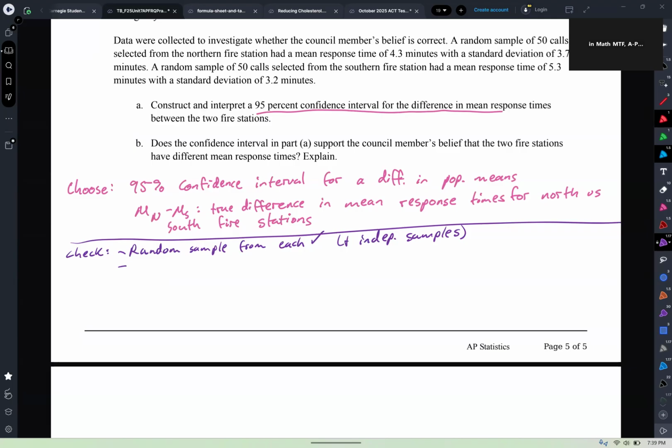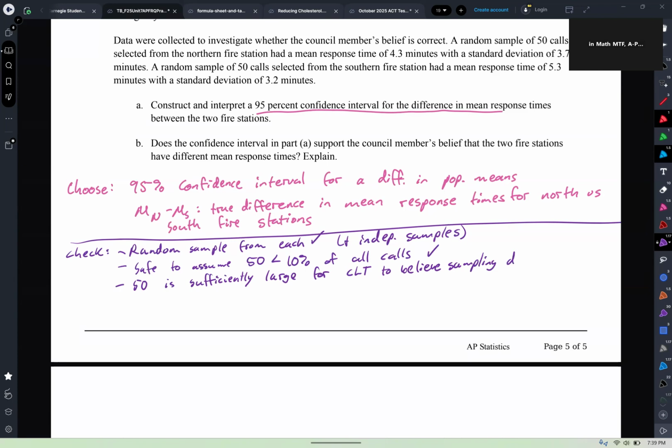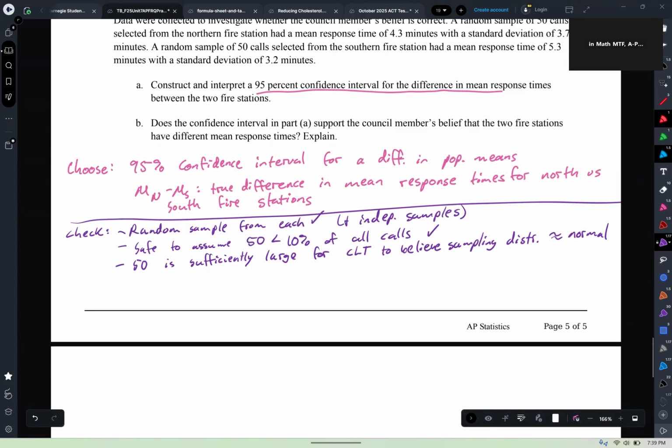It's safe to assume 50 is less than 10% of all calls. And then 50 is sufficiently large for the CLT to believe the sampling distribution is approximately normal. All right, there's my check.